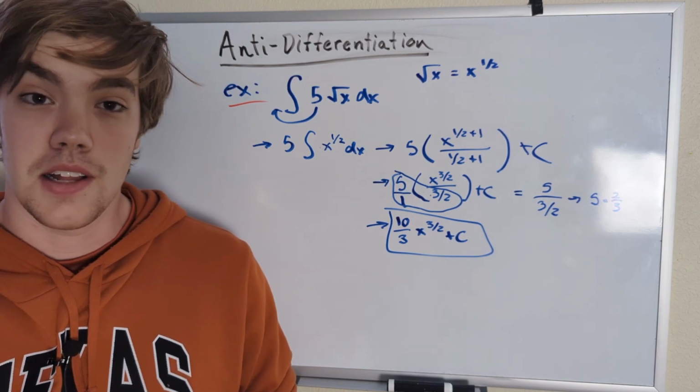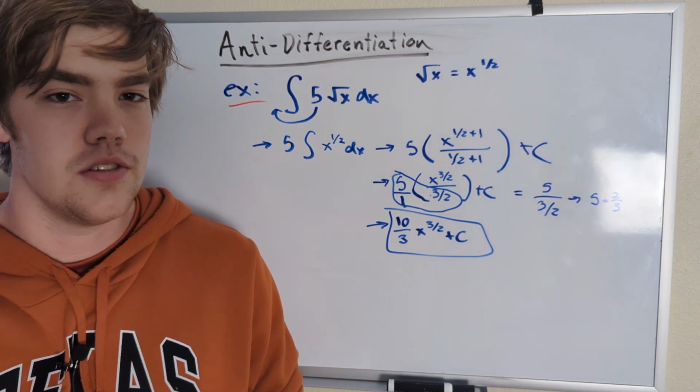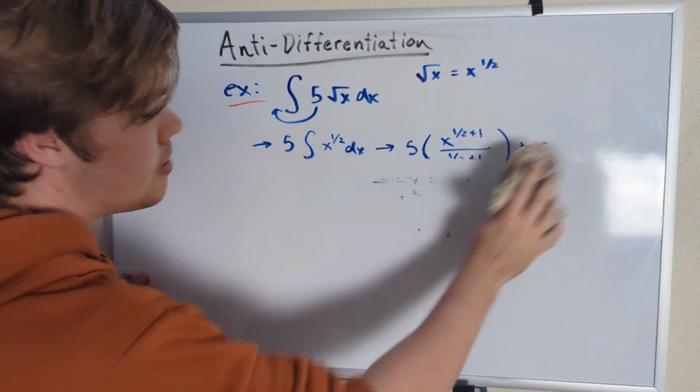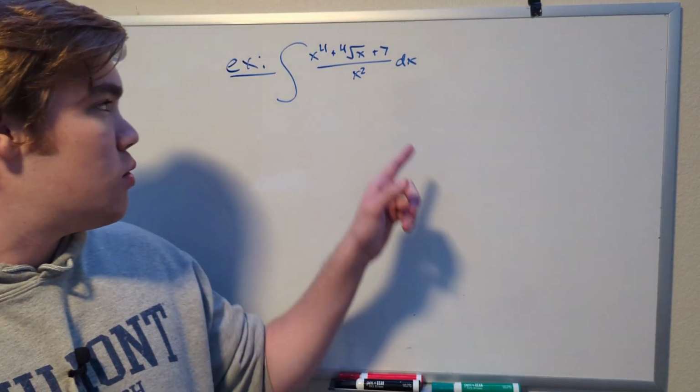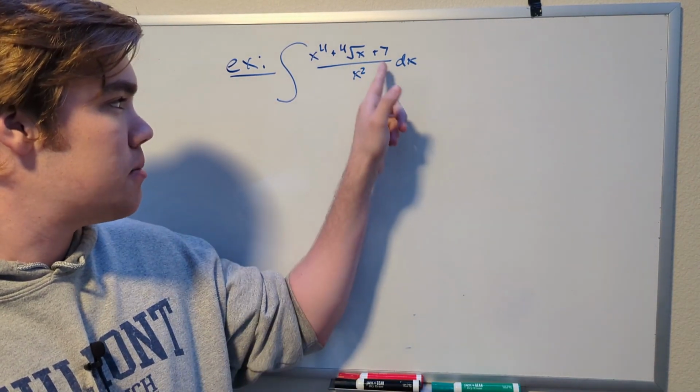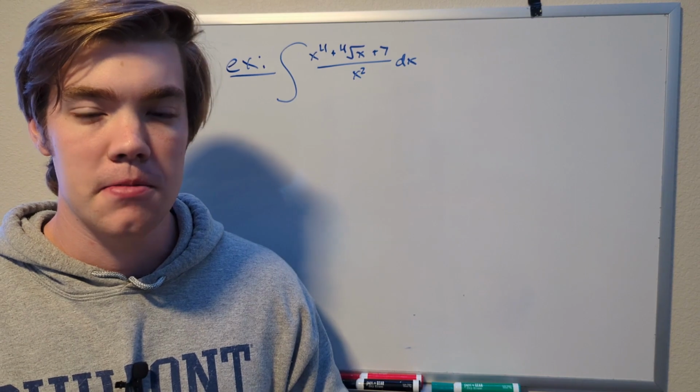Like I said, you get a lot better at these and a lot faster at them the more you do them. So let's do yet another example. And this example is going to be a little bit longer, so bear with me, but it'll help you practice. Okay, in this example, we need to find the antiderivative of x to the 4th plus the 4th root of x plus 7, all divided by x squared dx.